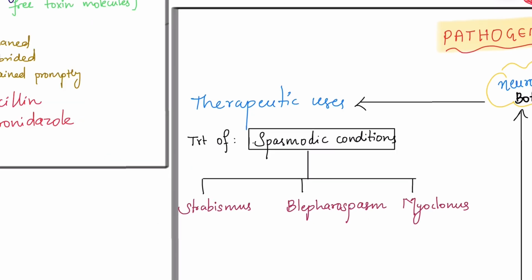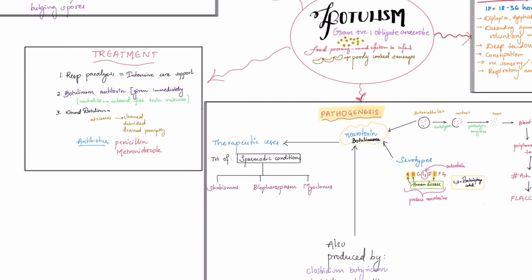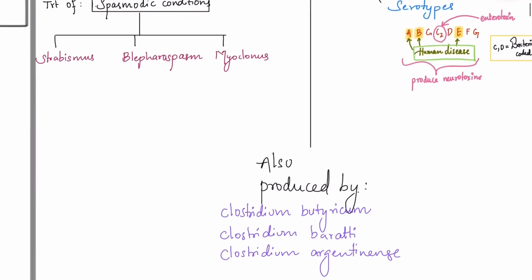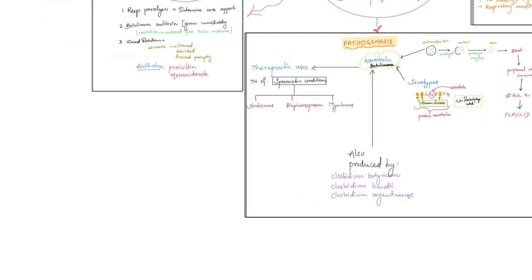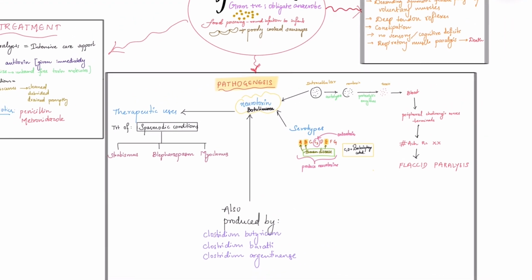The therapeutic uses of this flaccid paralysis can be the treatment of spasmodic conditions like strabismus, blepharospasm, and myoclonus. And this toxin is also produced by Clostridium butyricum, Clostridium baratii, Clostridium argentinense. That's about the pathogenesis.